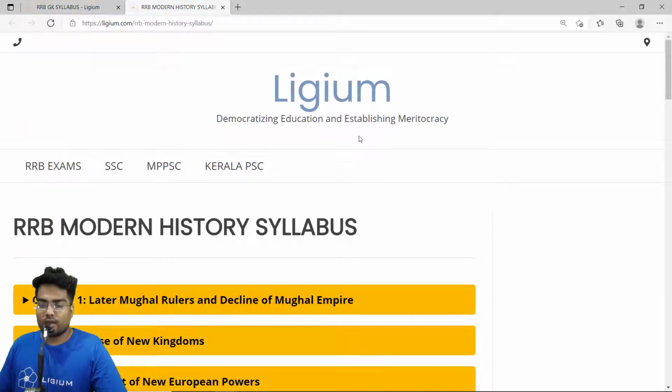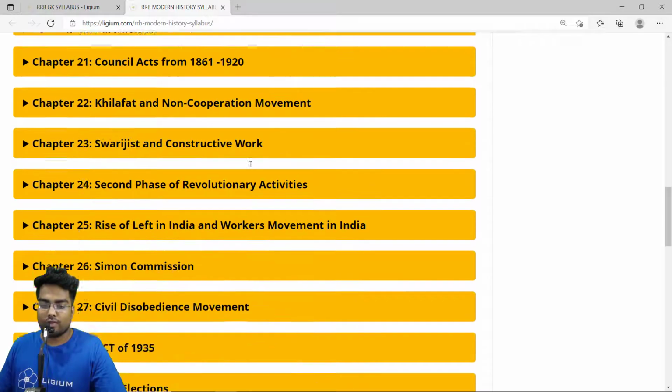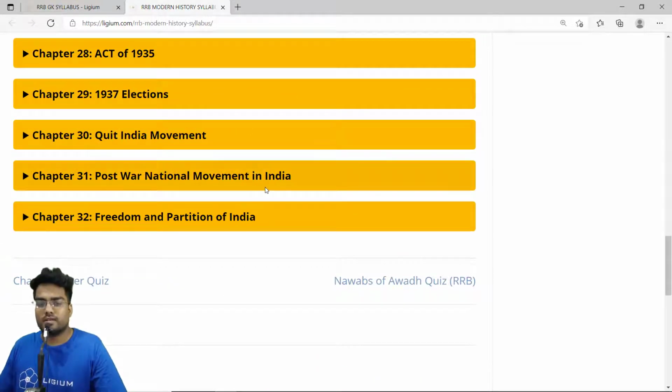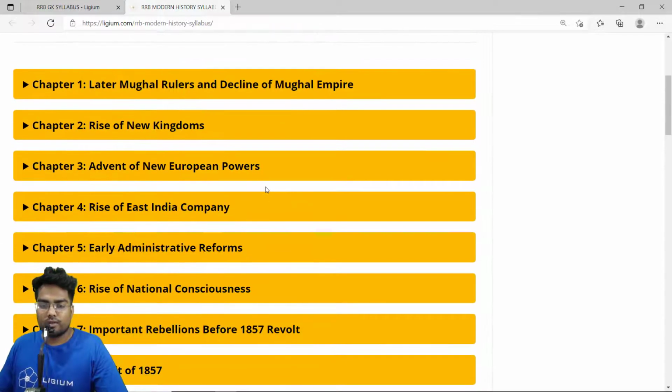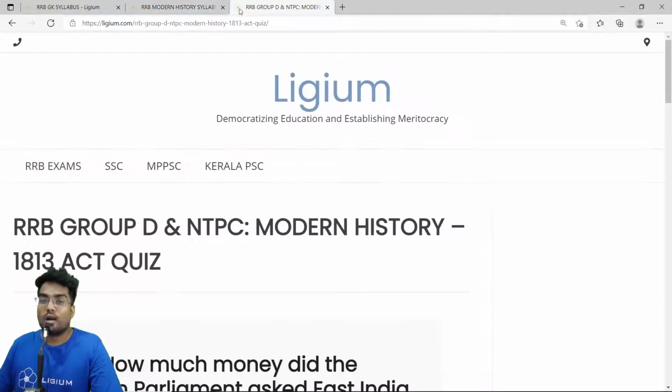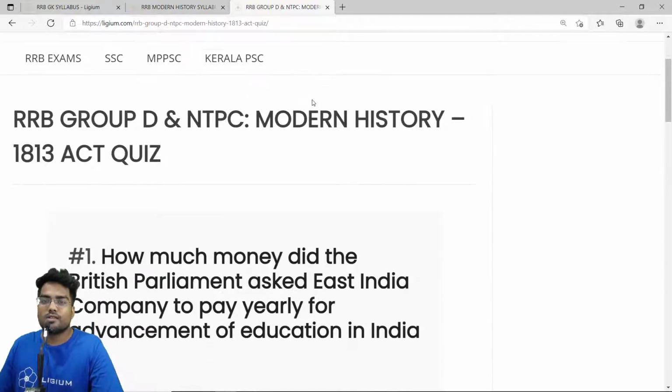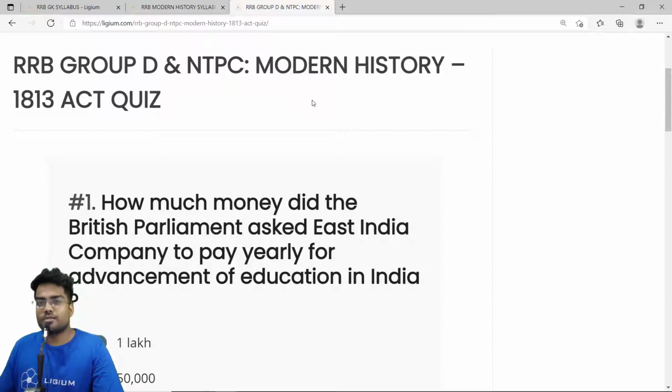Now, these are the chapters of modern history. So, we have around 32 chapters, 32 excellent chapters. Now, the Act of 1813 is in this chapter, that is early administrative reforms. So, here we are just going to click here, okay, chapter 5, early administrative reforms, and you will be directed to the section where we are going to solve the MCQs on the 1813 Act. Okay, so there are only 3 MCQs, but these MCQs are really important ones, so you better solve them.